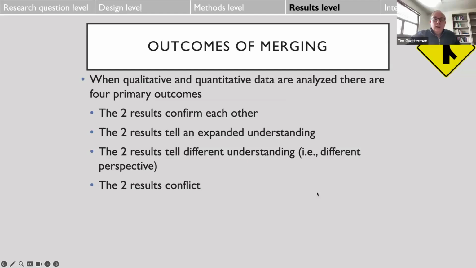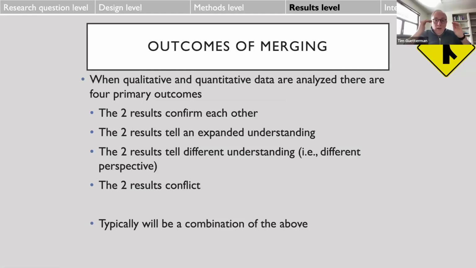Keep in mind that through a comparison, there are potential outcomes that could emerge. You could have two results, say you're looking at a certain domain, the two results confirm one another, or they're kind of expanding your understanding. So you're getting maybe more nuances and details by integrating the qualitative. Or it could mean that they give a different understanding, like different perspectives, or the results conflict with one another. And often it's a combination of those.